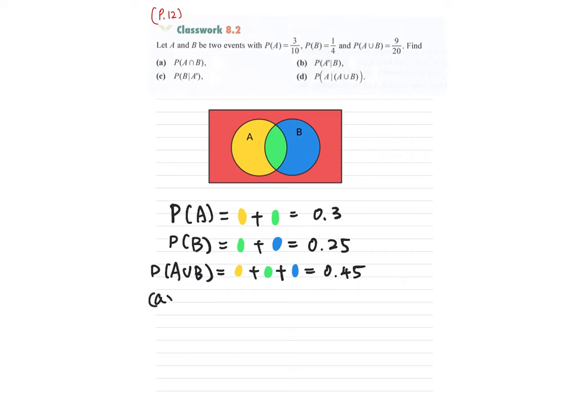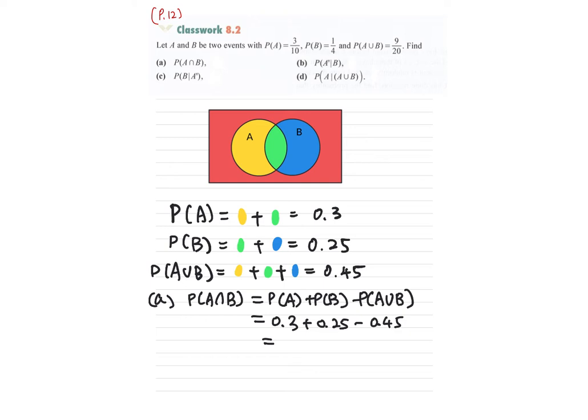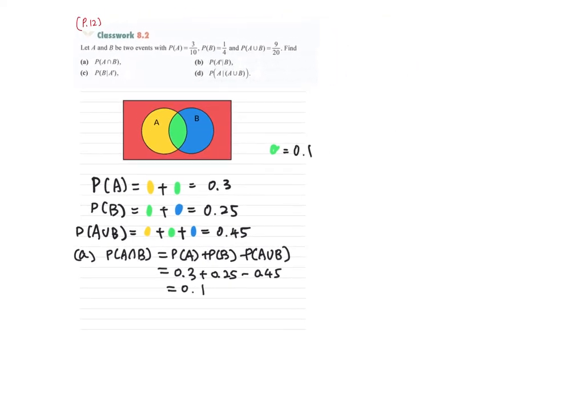So first of all, part A is the probability of A and B, that means the intersection of A and B. It means the green part, so this is adding the probability of A plus the probability of B minus the probability of A union B, that means the probability of A or B. So that's why it's 0.3 plus 0.25 and then minus 0.45. So it equals 0.1. So you know the green part here is actually equal to 0.1 in this case. Okay, and then let's do parts B, C, and D.